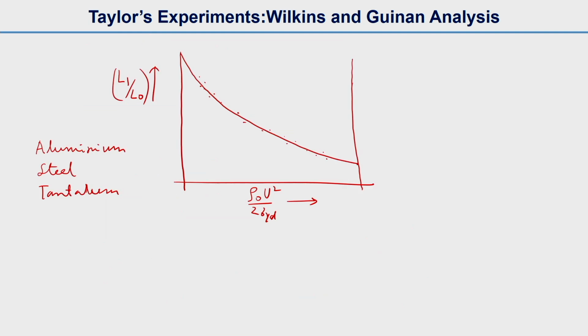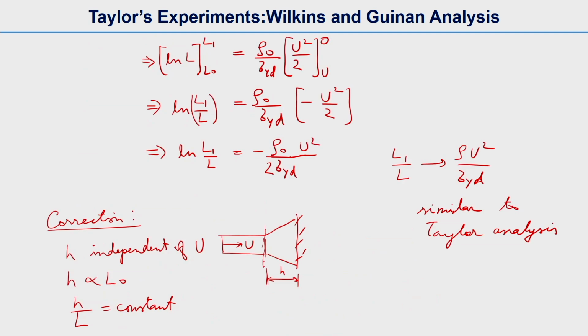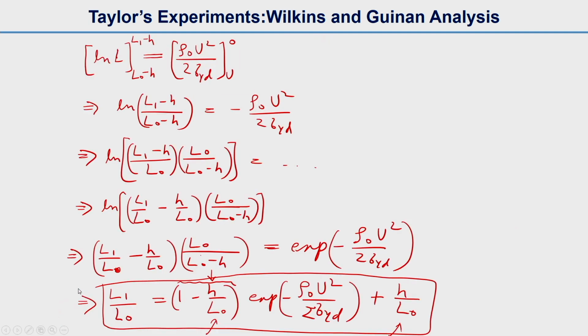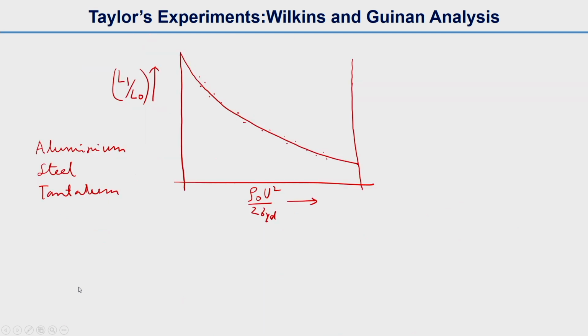H by L0 is equal to a constant, and by doing that they showed an interesting result here: aluminum, steel, and tantalum show the same trend. That is, if we plot L1 by L0 versus this u square term with the constant rho naught divided by twice sigma yd.